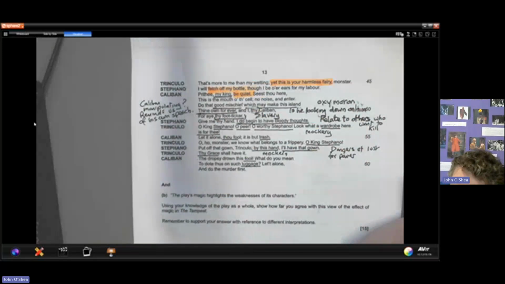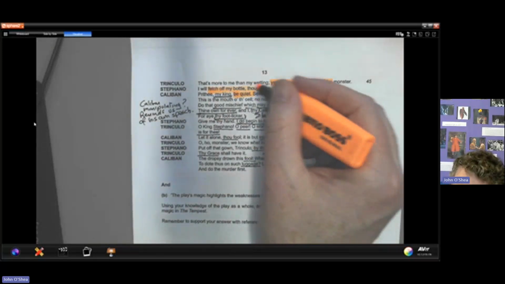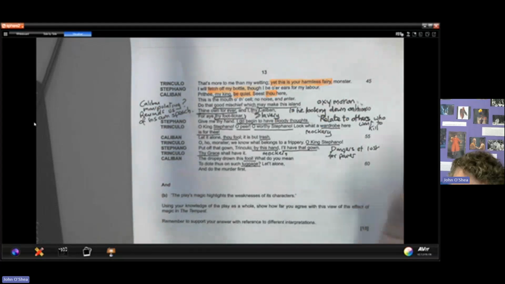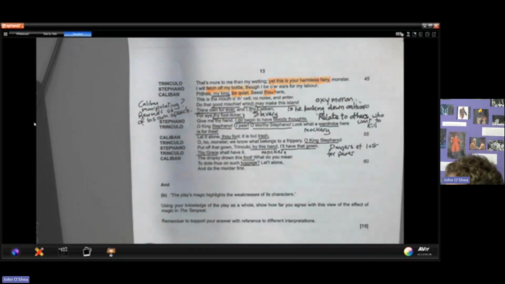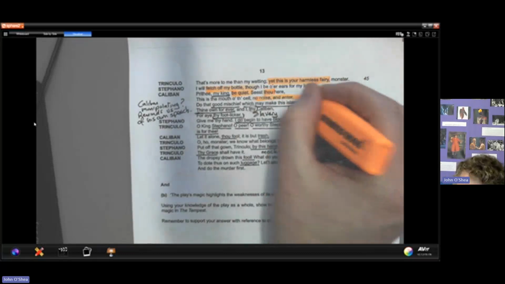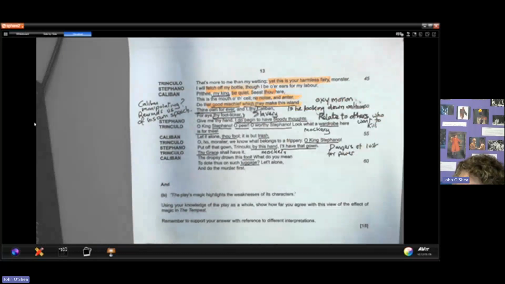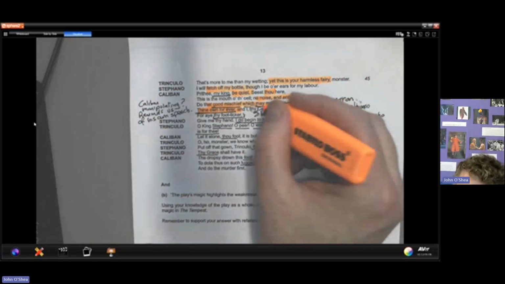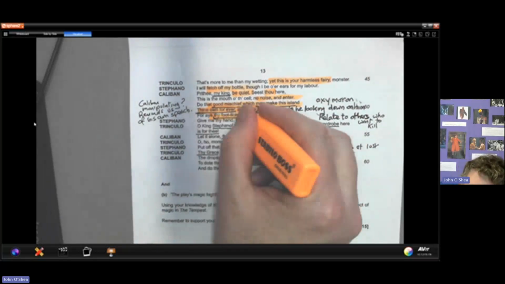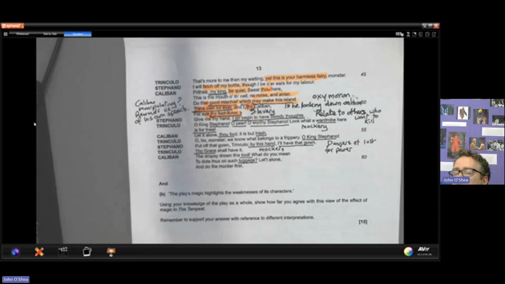"Be quiet, my king. Seest thou here is the mouth of the cell." Again, using pronouns to sort of imperatives. He's being subservient, but also imperative as well. "No noise. Do your good mischief, which may make this island thine own forever. And I thy Caliban, I thy footlicker." Now, is he subservient or is he just using language to get what he wants?